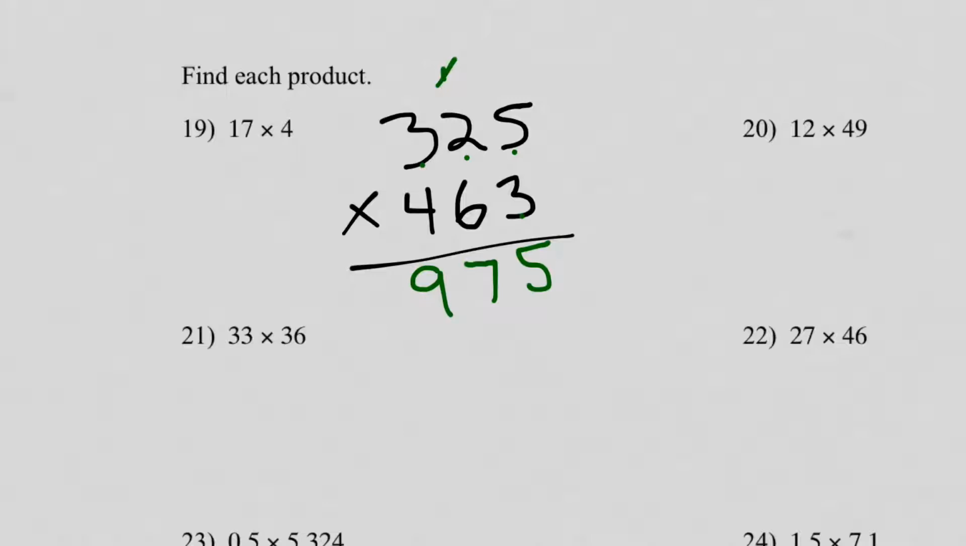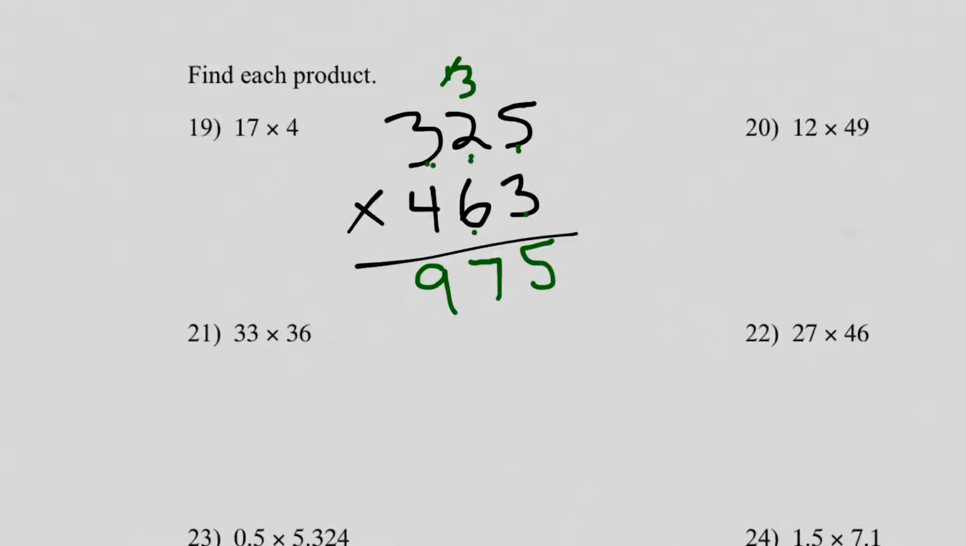Now we are multiplying by 6, and again it has to get multiplied by all 3 numbers. 6 times 5, 30, and the placeholders go in there. 6 times 2 is 12. Add 3 is 15. 6 times 3 is 18. Add 1 is 19. And now we're going to be multiplying by 400.